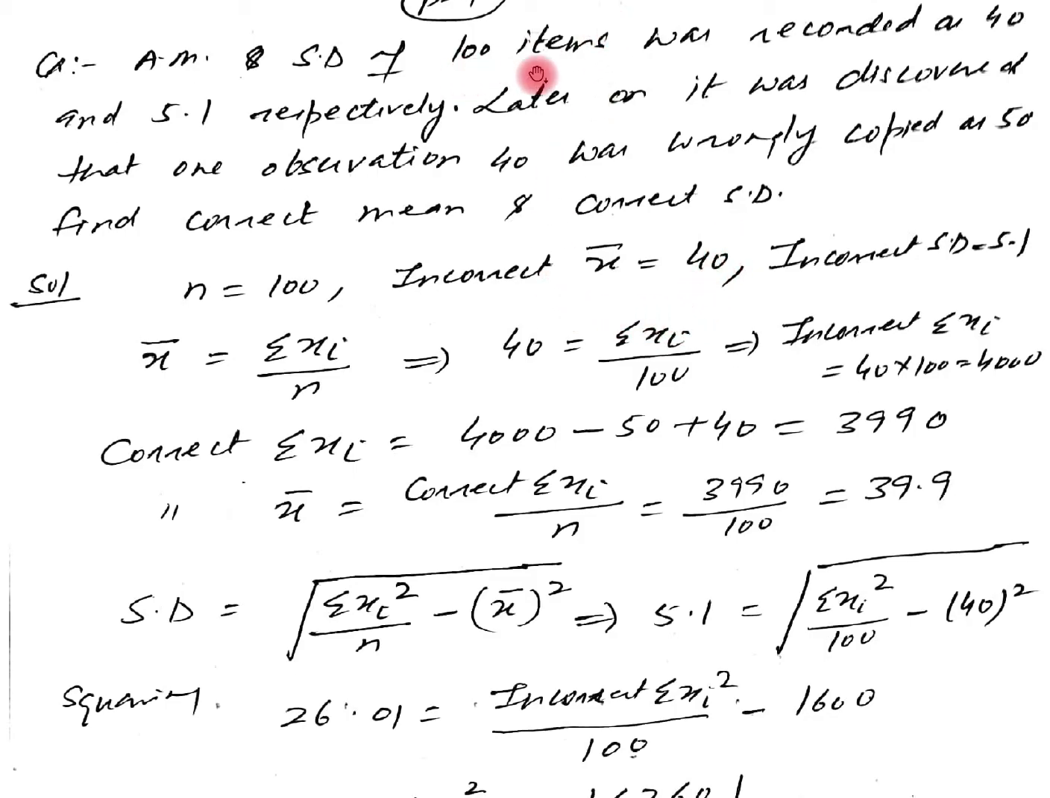The question is: n is given to be 100. The incorrect mean is given to be 40. The incorrect standard deviation is given to be 5.1, because one observation is incorrect. So we mention these as incorrect values.